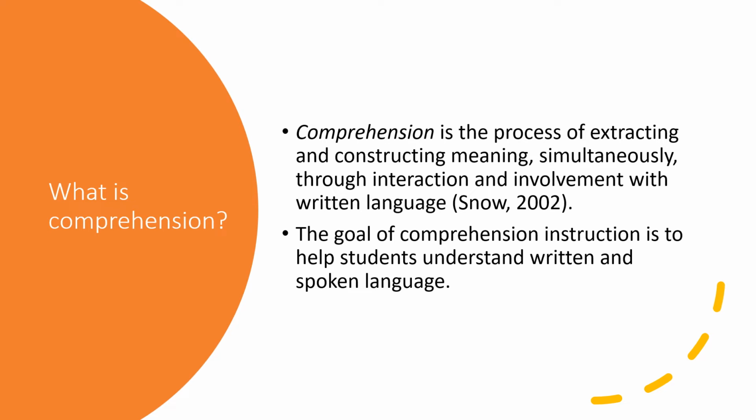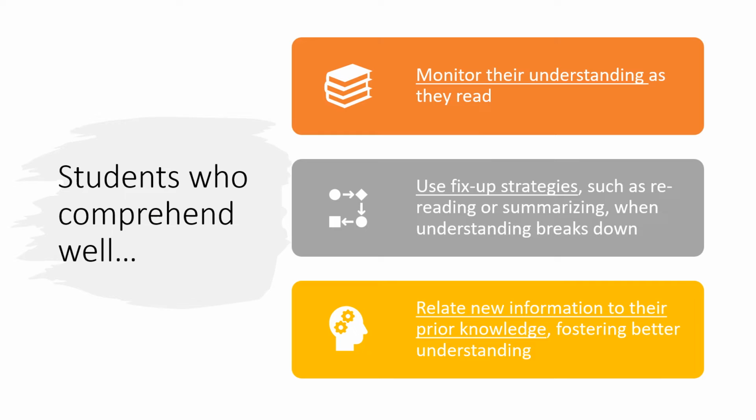Now, this is where the definition of comprehension comes in. Comprehension is the process of extracting and constructing meaning simultaneously through interaction and involvement with written language. The goal of comprehension instruction is to help students understand written and spoken language. We know, based on research and studies, that students who comprehend well can monitor their understanding as they read. They know when they're missing something. They understand when they're missing a detail. They can use what we call fix-up strategies.